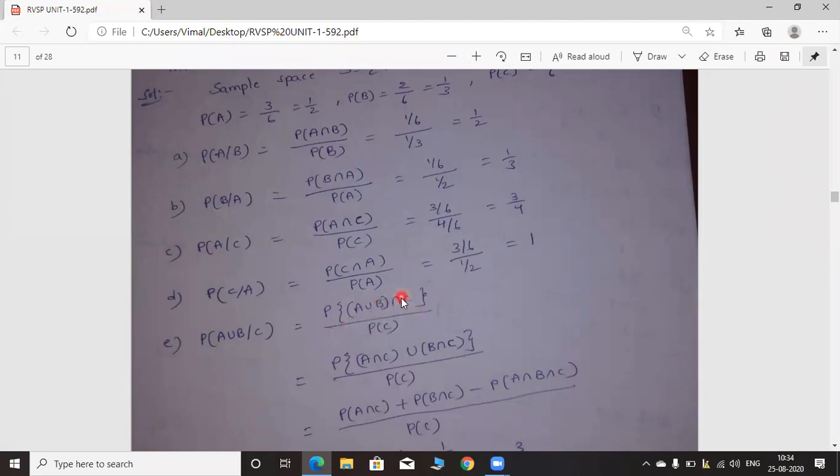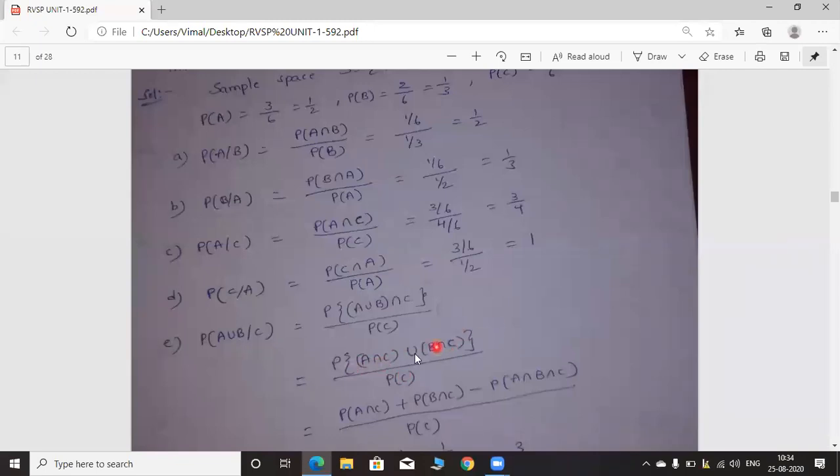Okay, so this can be split like this according to distributive law. Distributive law was already explained in set theory. In the first class, I already explained in set theory what is meant by distributive law. You please go through that. So the numerator can be split like this. Probability of A intersection C union B intersection C. That means this union can be distributed among the two terms. Okay. Now denominator becomes same, probability of C only.